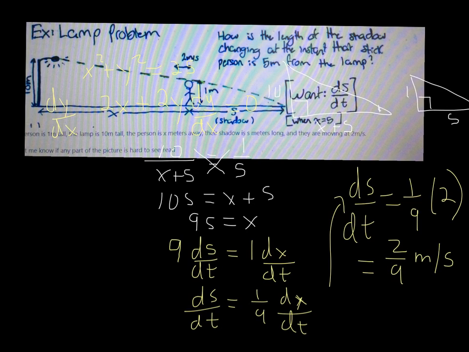It's funny that they say at the point where the person's 5 meters from the lamp, that actually doesn't really come into play, that information. You don't need it in the equation. So that's how I would handle this question.